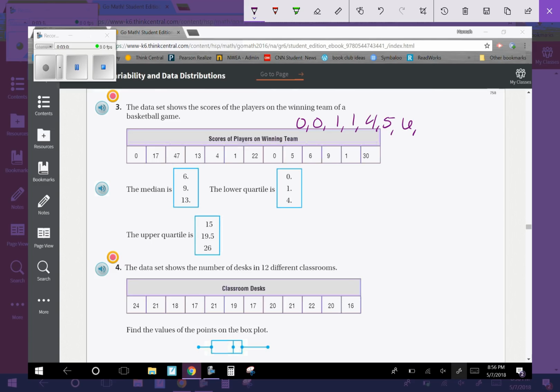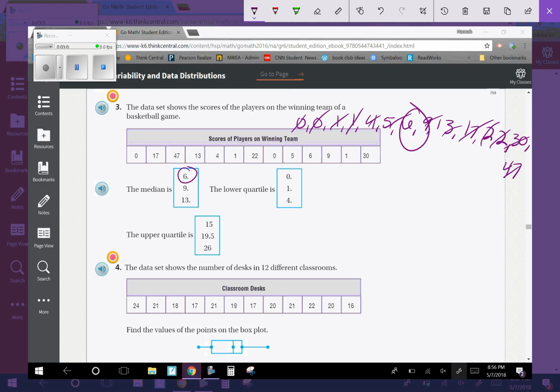5, 6, 9, 13, 17, 22, what's left? 30, and 47. Okay, find the median. Just start marking off numbers till I get to the middle. So my median is 6. 6 is that middle number here.